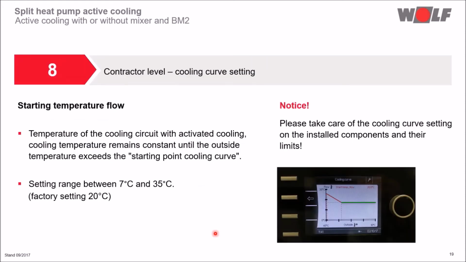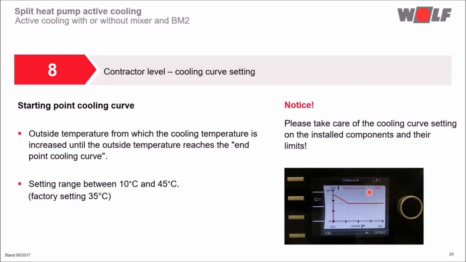Let's start with the setting option starting temperature flow. That's the temperature of the cooling circuit with activated cooling. Cooling temperature remains constant until the outside temperature exceeds the starting point cooling curve. The setting range is between 7 degrees and 35 degrees. The factory setting is 20 degrees. Please take care of the cooling curve setting on the installed components and their limits. By turning and pressing the rotary selector, you can change the value easily.